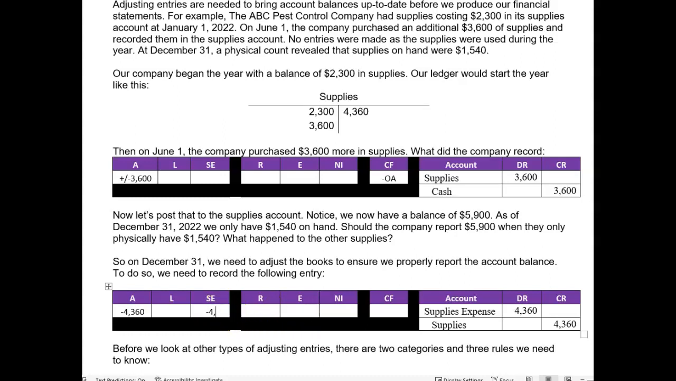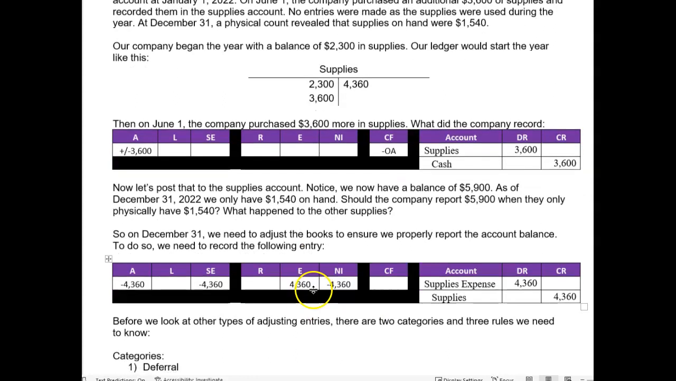So our equity is going down by $4,360 as well. So our expenses go up $4,360. Our income goes down $4,360. So it's that direct relationship. Every adjusting entry will impact the income statement and the balance sheet. Okay, that's two of the rules there. You have to impact both for it to be a proper adjusting entry.